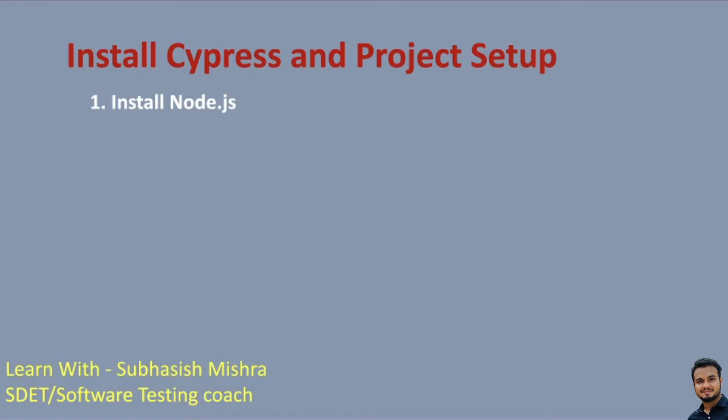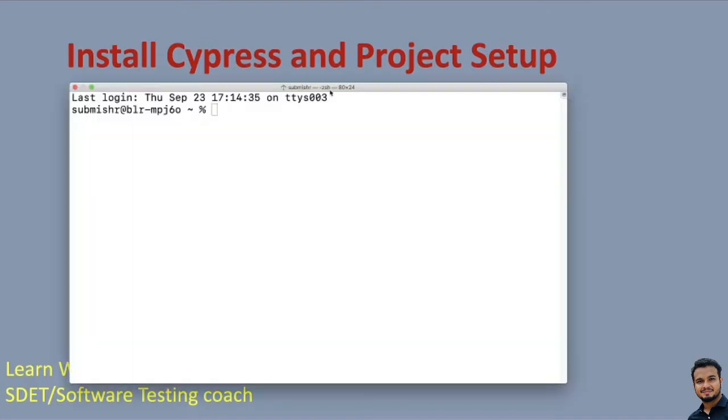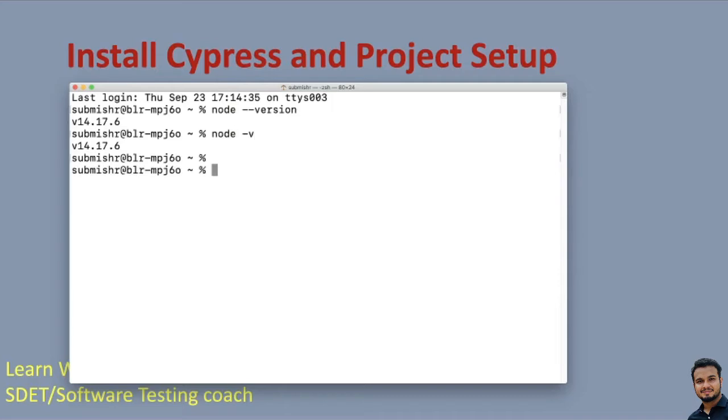If you want to check whether Node is installed in your machine, you need to go to your command prompt or terminal and then you can check the version. So first I will go to my terminal. Here I will check my Node version. To do that, node minus version. Here you see I have a Node version. You can also do node minus v, that will also give you your Node version. This is how you can check your Node version.